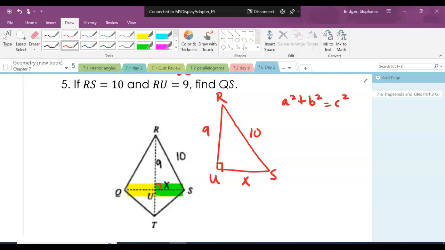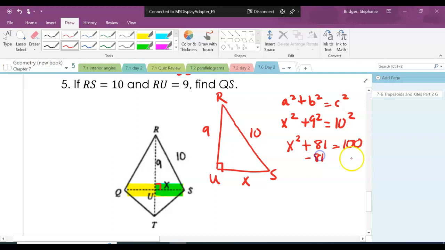Are you doing that right now? Cool. Which one is C? Which one's across from my right angle? 10. So when we set it up, 10 is going to be in the place of C squared. Okay, so we're going to go 10 squared. The other two, the order doesn't matter. I put my X squared first because I like my variables written first. What is 9 squared? Okay, what is 10 squared? 100. We're going to subtract 81 over. What does that give me, 19?